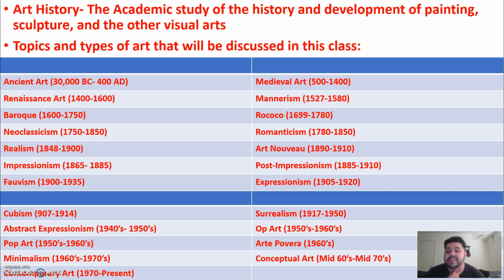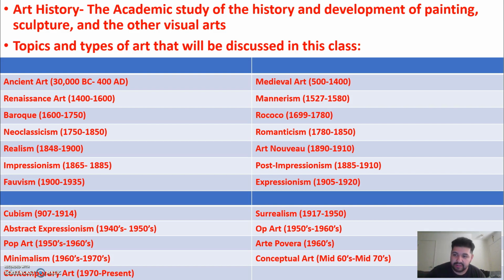In this class, the definition of art history is the academic study of the history and development of painting, sculptures, and other visual arts. The topics and types of art that we'll be discussing in this class vary.